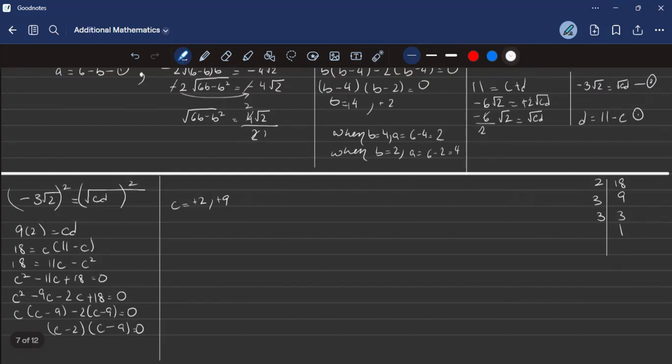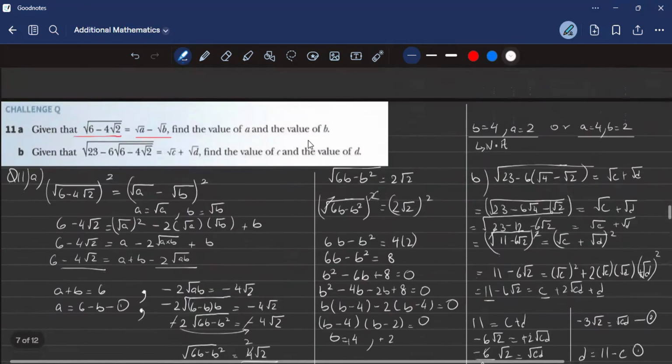Now according to these two values, we are going to find out d. When c is equal to 2, d is equal to 11 minus 2, which is equal to 9. When c is equal to 9, d is equal to 11 minus 9, which is equal to 2. So we have got two sets of values for c and d. Now, as in the first part, we have to simplify this and find out one value for c and d.